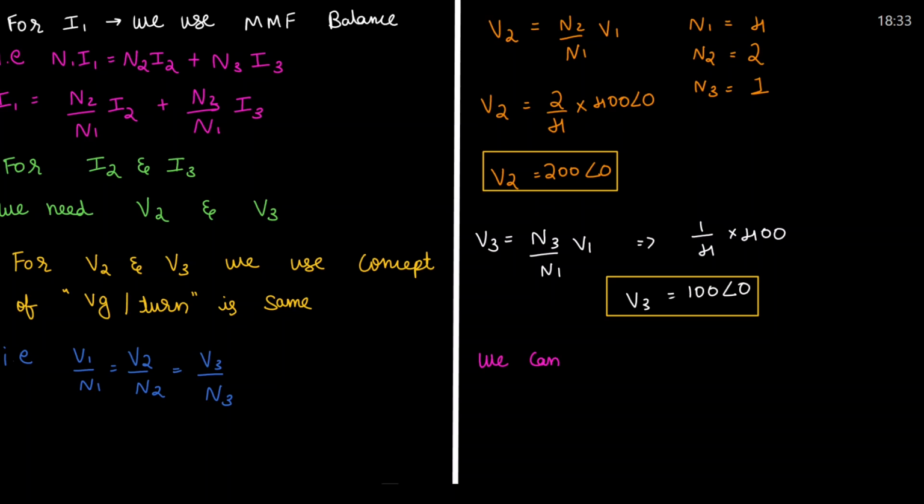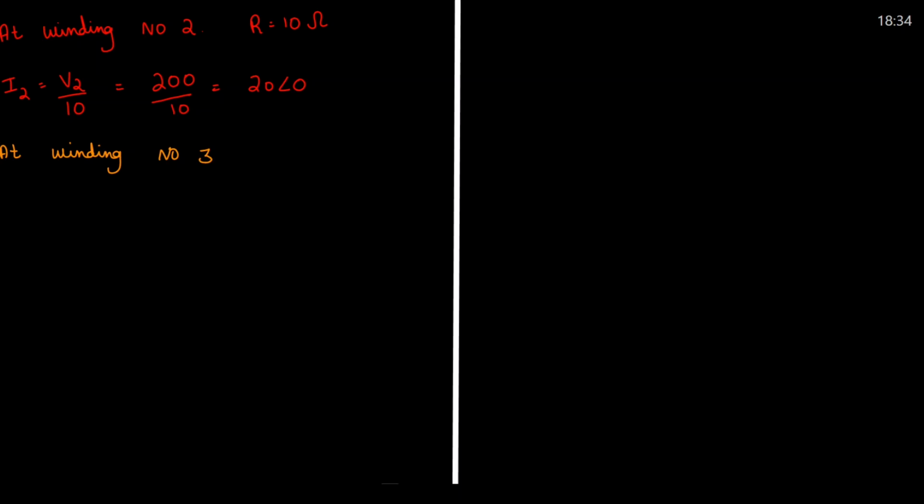Now we can find the currents using simple Ohm's law. At winding number 2 we have a resistance whose value is 10 ohms, and using this we can find the value of I2, which is V2 divided by 10, which is 20 angle 0. But at winding 3 we have a capacitor of reactance 2.5 ohms.